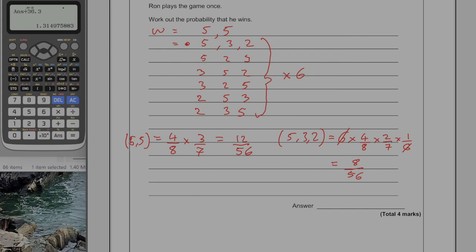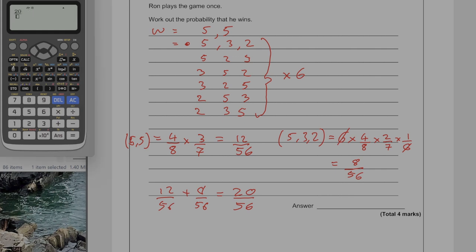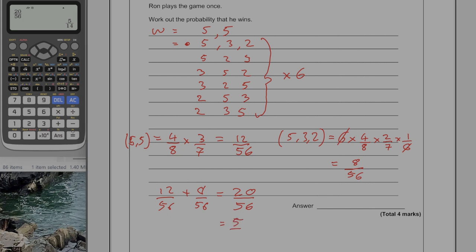So when we add those two probabilities together, 12 out of 56 plus 8 out of 56, it's going to be equal to 20 out of 56, cancelled down by 8s, I think. Let's have a look. 20 out of 56. So 5 out of 14. So we've cancelled down by 4, not by 8. So 5 out of 14.